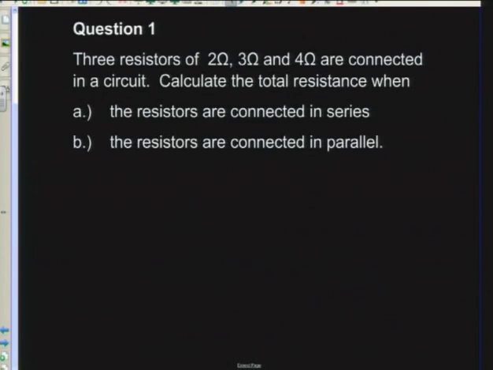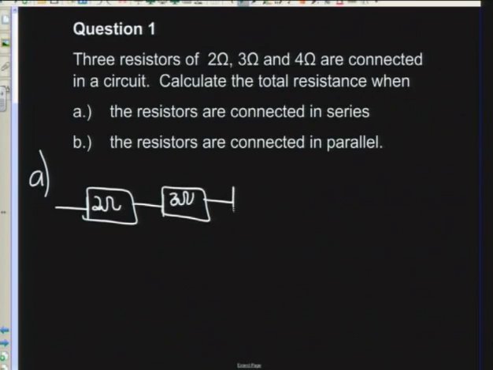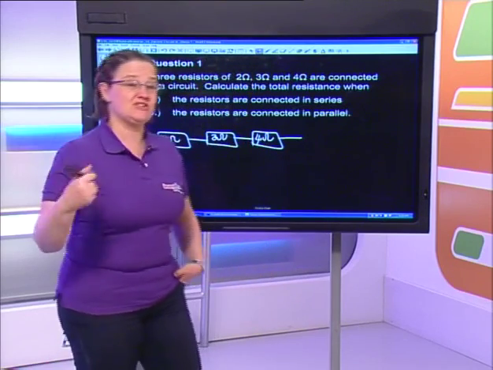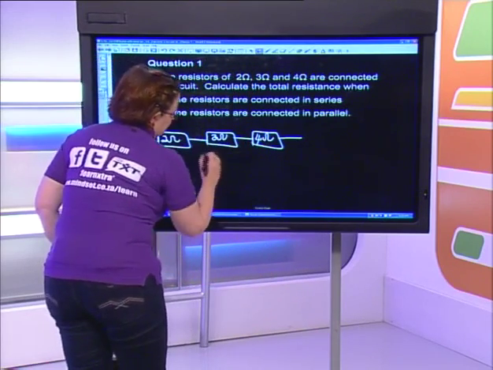So what that means is if we draw a quick diagram, I like to draw diagrams, it makes it easier. So this is for part A. There's my 2 ohm resistor, and there's my 3 ohm resistor, and there's my 4 ohm resistor. And they're connected in series. Remember I said to you before the break that if they're connected in series, it means that we just add them all together. So that's actually really nice.